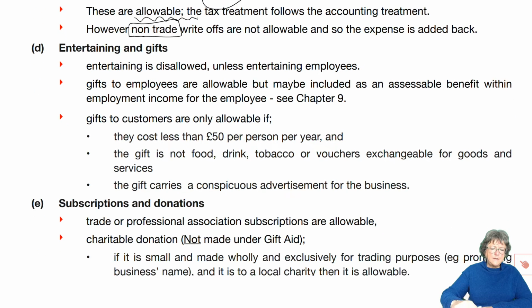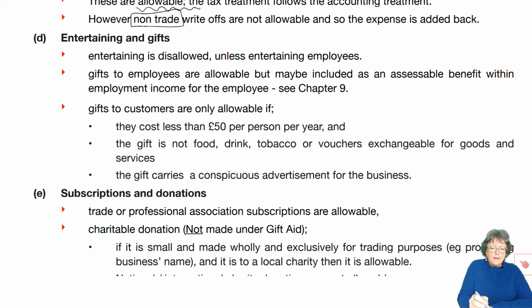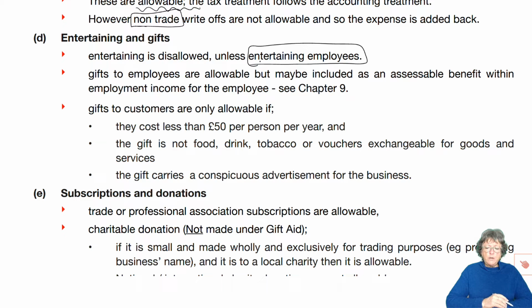Entertaining is disallowed unless it is entertaining your employees. So entertaining clients, not allowed. Gifts to employees are allowed, but they may be assessed as a benefit, and you'll see that in a different chapter. Gifts to customers. There are some specific rules for gifts to customers. They must cost less than £50 per person per year. It cannot be food, drink, tobacco, or vouchers which are exchangeable for cash. And it should have an advert on it.